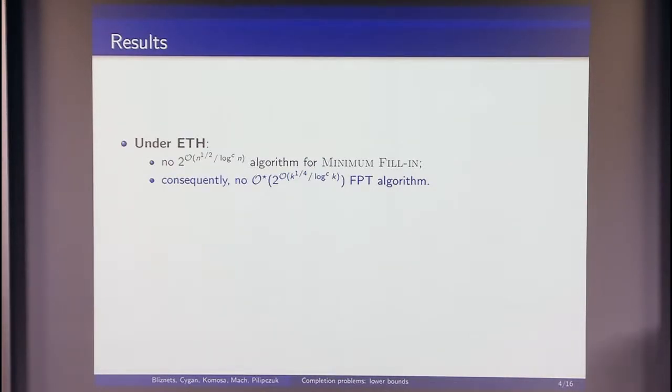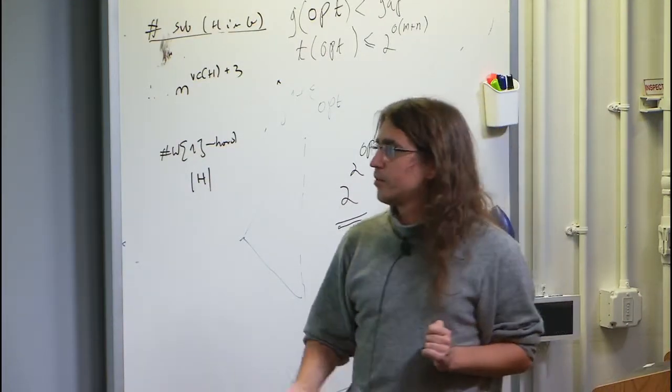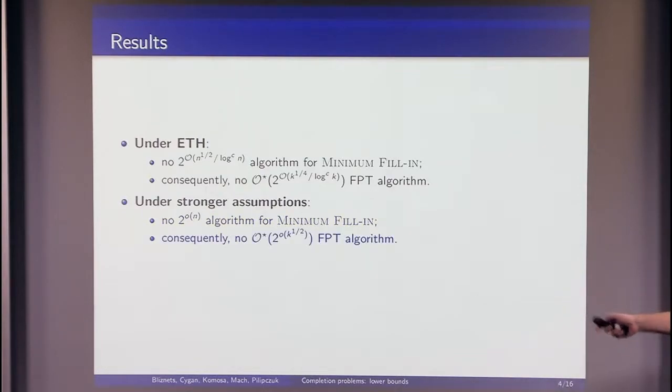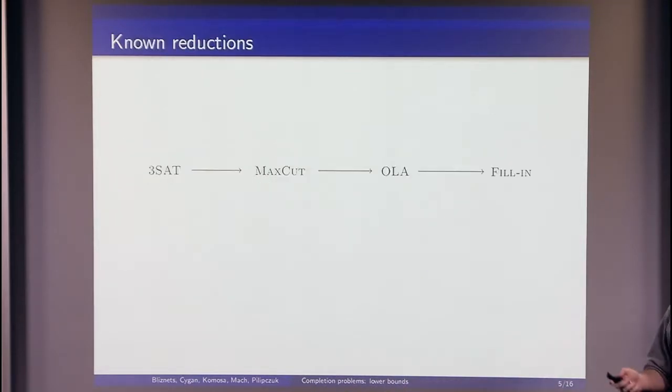Yes, so there is still a gap between k to 1/4 and square root k that we know from upper bounds. However, we can also give some stronger assumptions, that will be apparent in a moment, under which we can prove tight lower bounds. No subexponential algorithm and nothing better than square root k. And the nice thing is that I have stated it here for the minimum fill-in problem, but actually the same lower bound machinery gives you the same lower bound for all the other completion problems that were mentioned before.